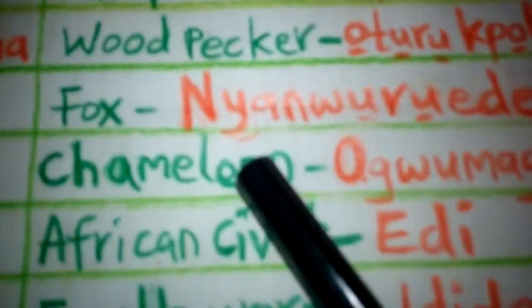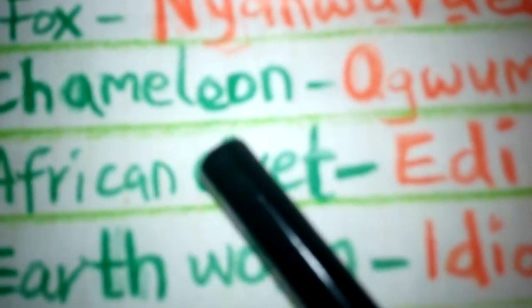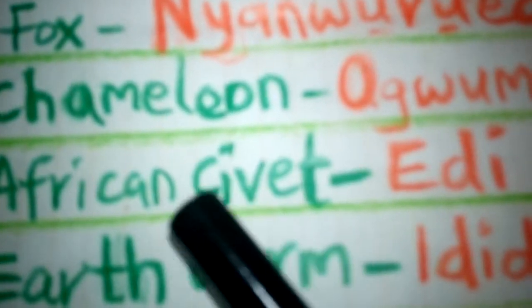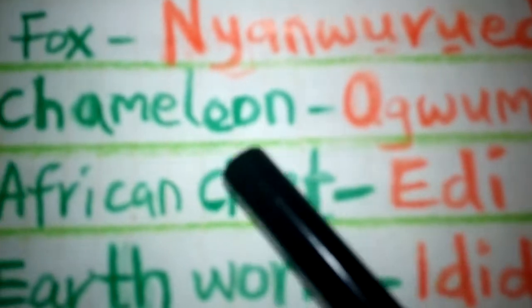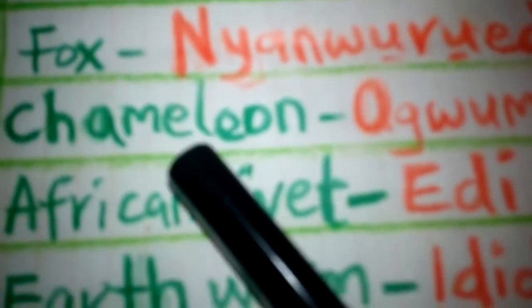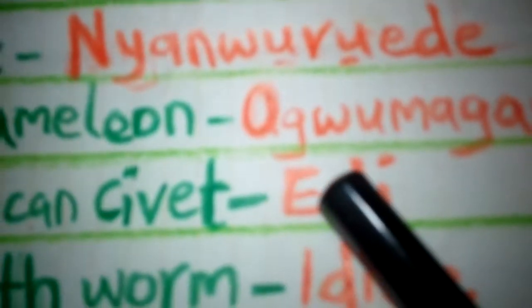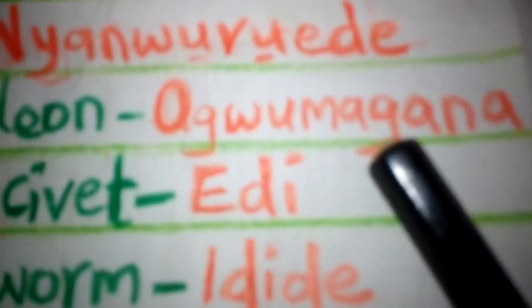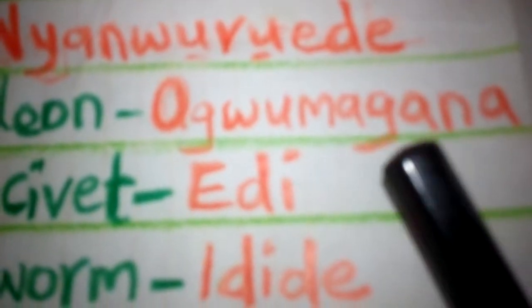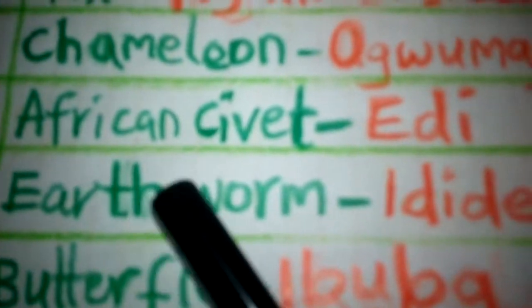Chameleon used to change color. You know, chameleon used to change color according to the environment. It changes its colors to the colors of the environment where it stays. Chameleon. Ogwumagana. African silver.